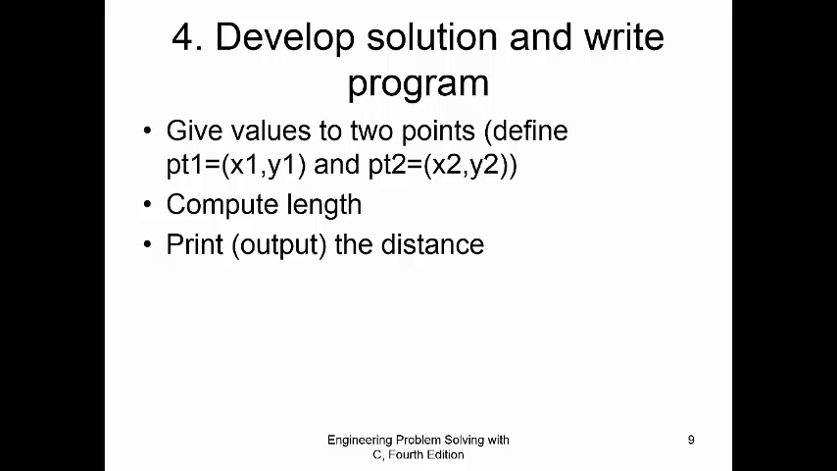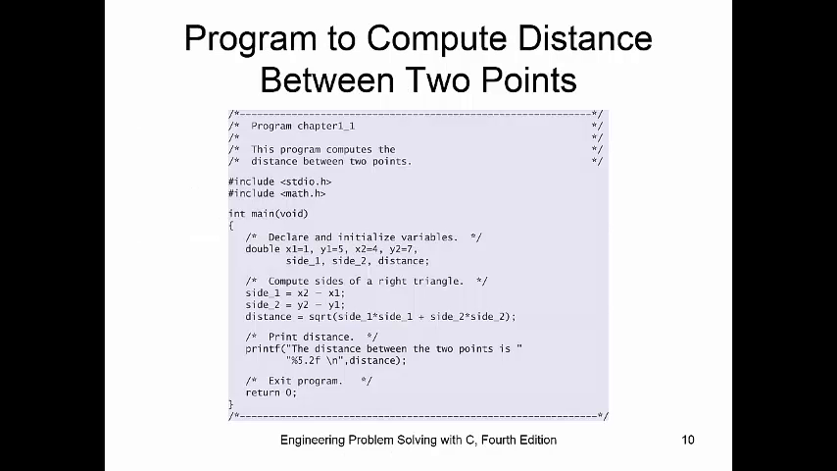So the solution is defining the inputs, computing the length, and outputting the distance. Print it to the screen, print it to a paper, print it to a file, whatever we decide to do. So here's the solution. This is also in your textbook, but I am going to walk you through the solution just one time real quickly, because I want to point out some things not so nice about the solution and some things that are nicer.